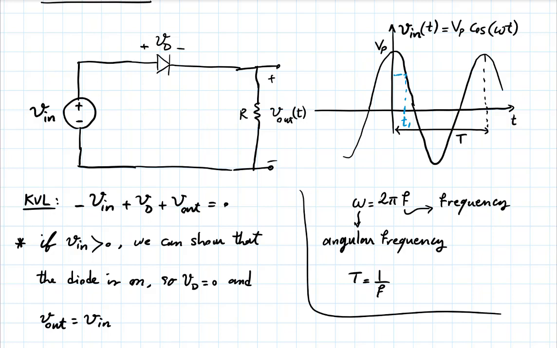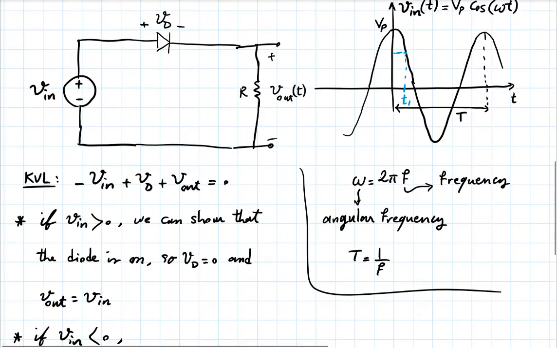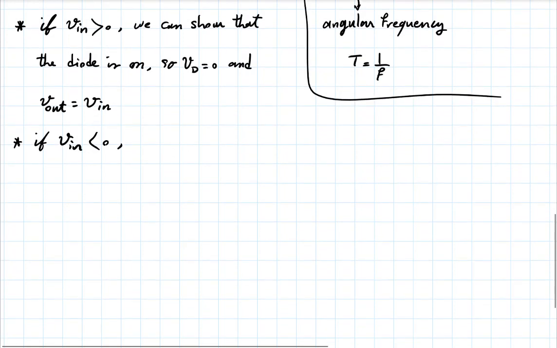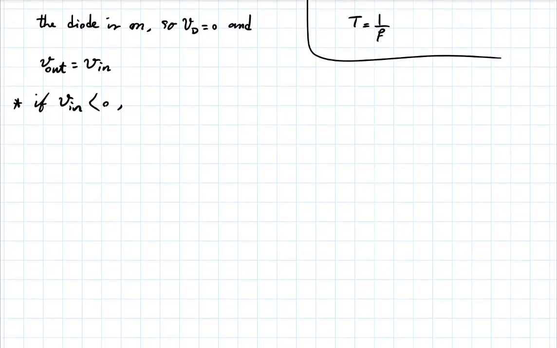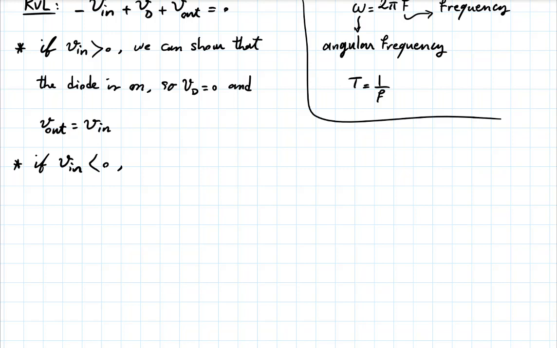Well, the KVL is violated. Right? Imagine if Vin is a negative value, which means the voltage is really like this. If VD is 0, well, you can't have a negative voltage equal a positive voltage, right? So you will reach a contradiction there. And so you will conclude that the diode is off. And in fact, there is no current, and the entire negative input drops across VD.